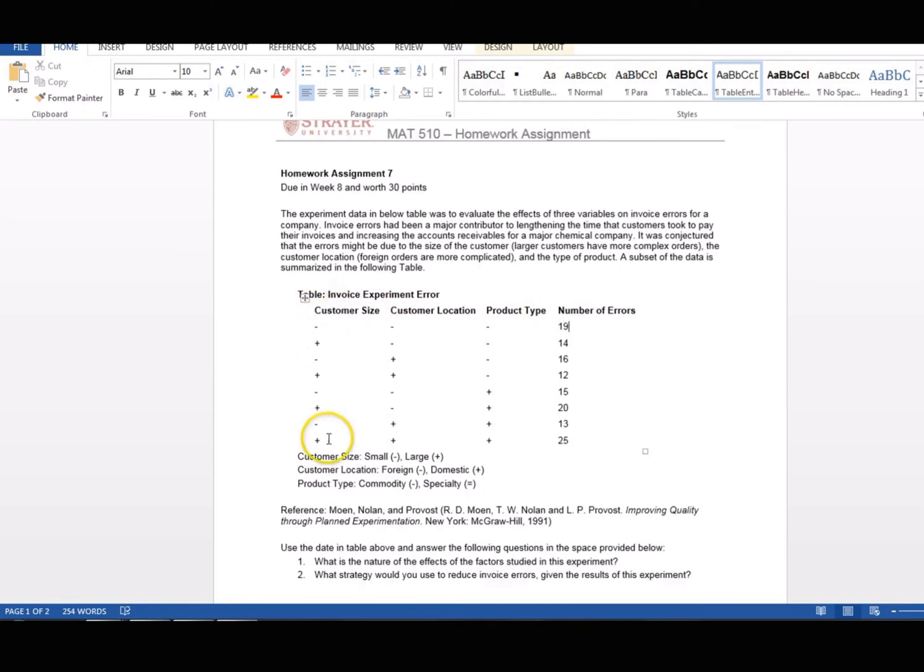Notice this one. This is customer size. So in this one, customer size is large, where for a positive. Customer location is negative, so it's still foreign. And product type is negative, so we're still looking at a commodity. In this case, when you have this combination of qualities, we now have 14 errors. And you would read this accordingly. You read these across, and this is the number of errors you have per.